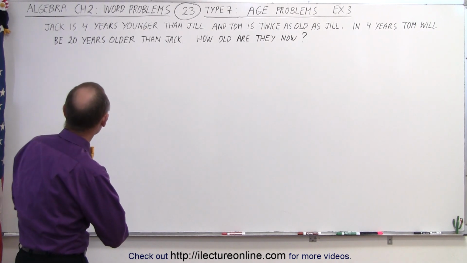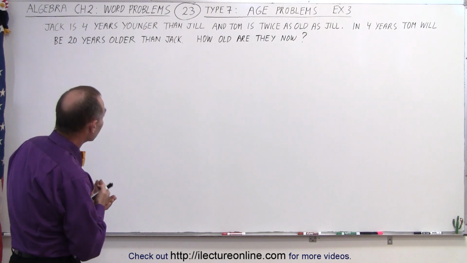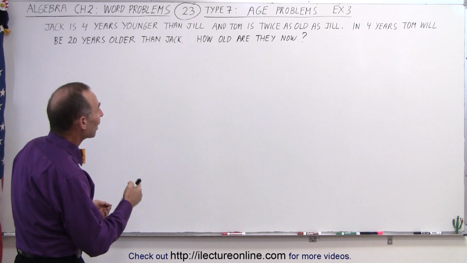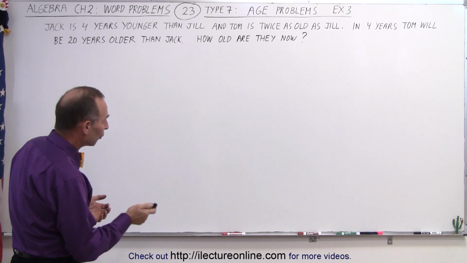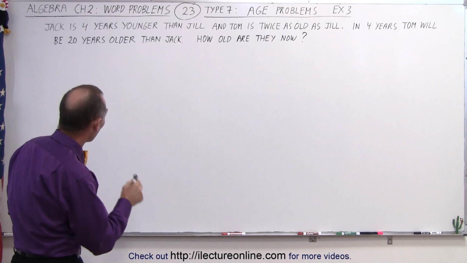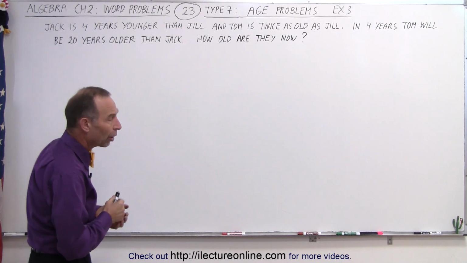The problem reads as follows. Jack is 4 years younger than Jill, and Tom is twice as old as Jill. In 4 years, Tom will be 20 years older than Jack. How old are they now?